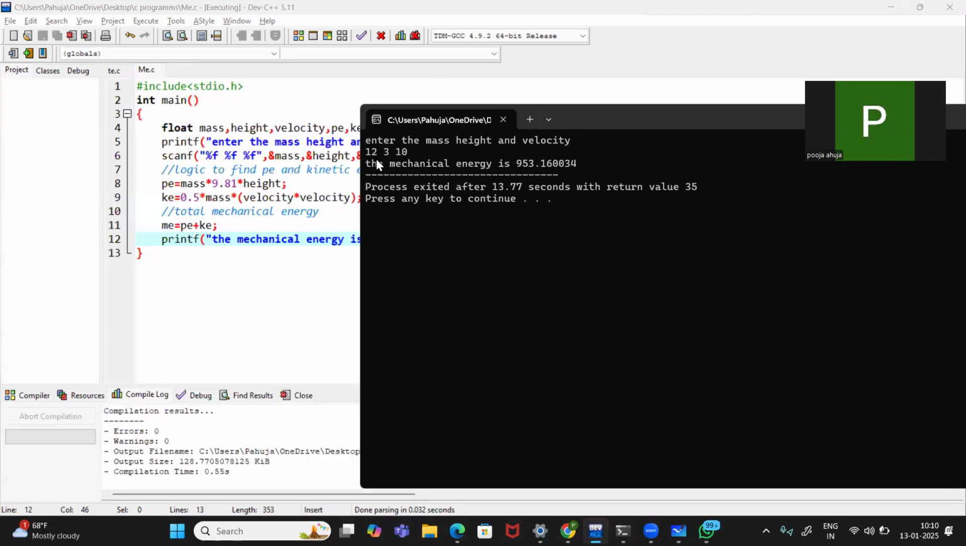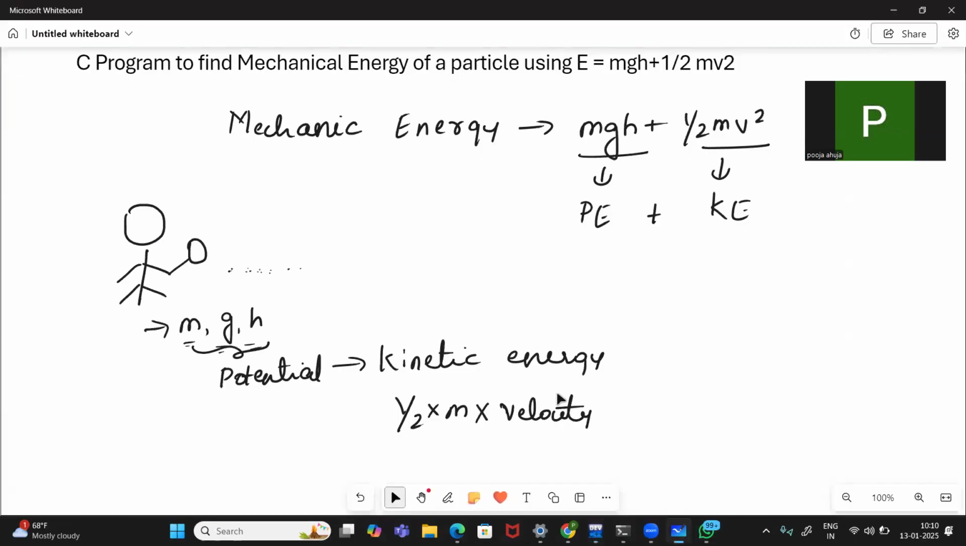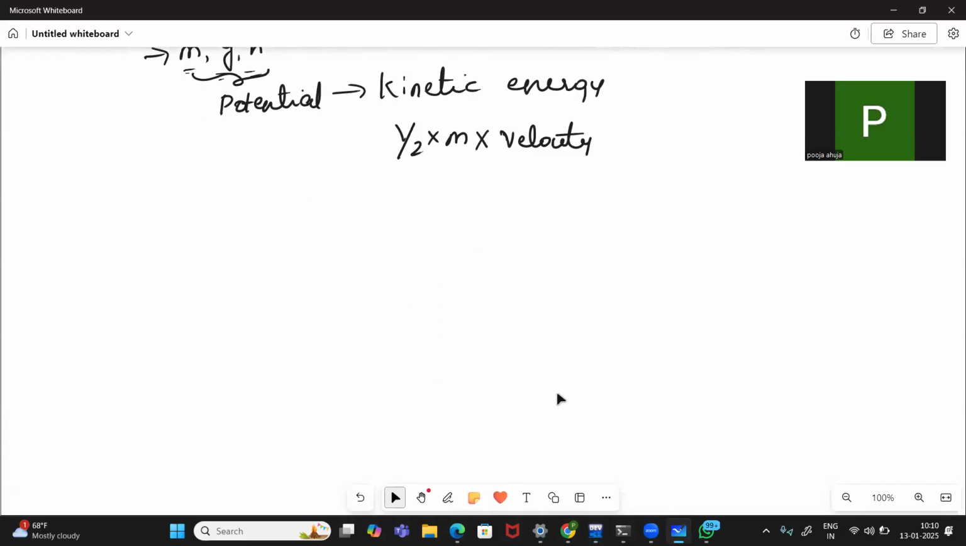So first I'll calculate using these values 12, 3, 10 the potential energy. Then I'll calculate the kinetic energy. Then I'll find the sum. So if you want me to do the tracing, let's see how it is working. So what are the values I have entered? I have entered mass 12, height 3, velocity 10.